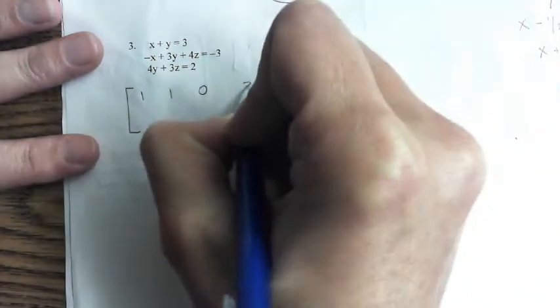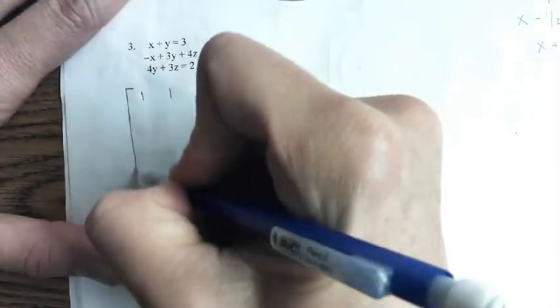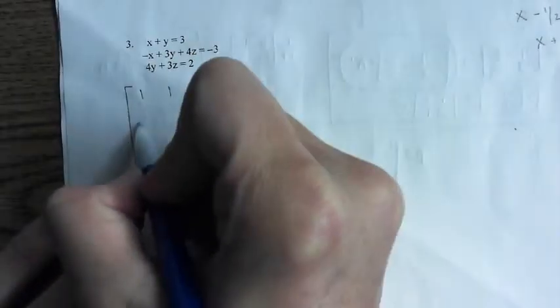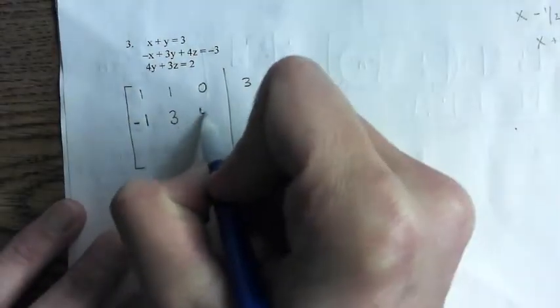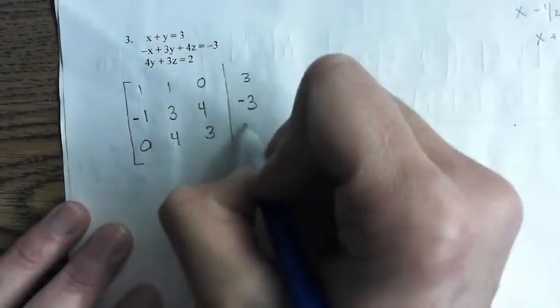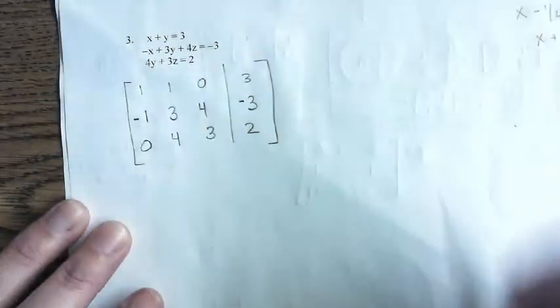This next one is our first 3 variable one. Where you're missing a term, you got to fill in a 0. So when we set up our matrix, 1x, 1y, 0 z's equals 3. Negative 1x, 3y, 4z equals negative 3. And then 0x's, 4y's, and 3z's equals 2.